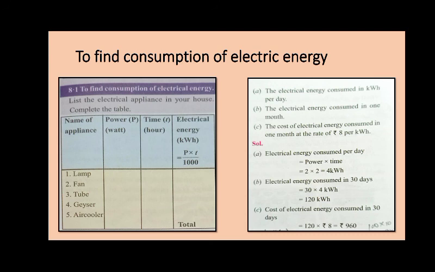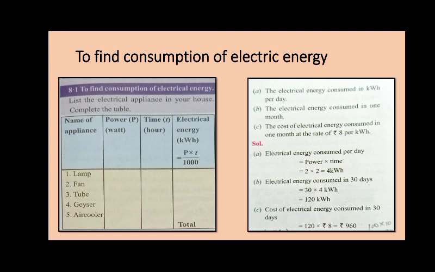My dear students, there is one activity also given in your book to find the consumption of electric energy. The name of the appliance is given. The power you have to find out. The power is marked on the appliance, for example on a bulb. Then the time for which it is used, and you can calculate the electrical energy. So in this way you can calculate your energy consumption for a month.